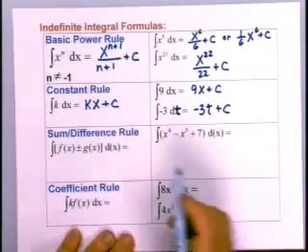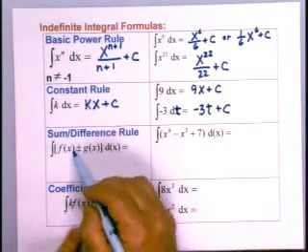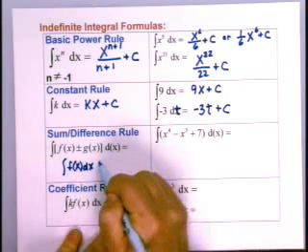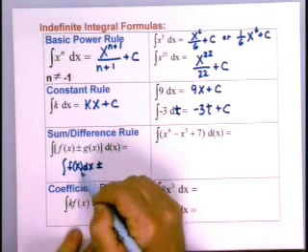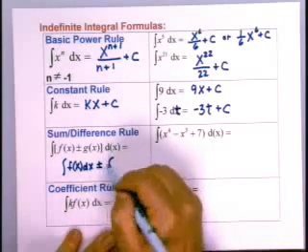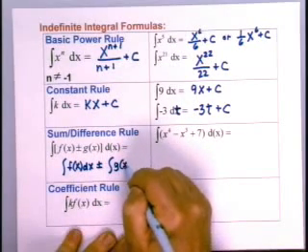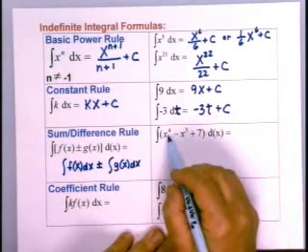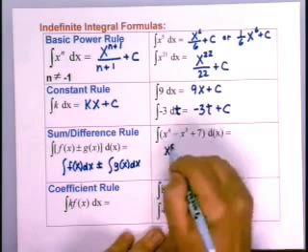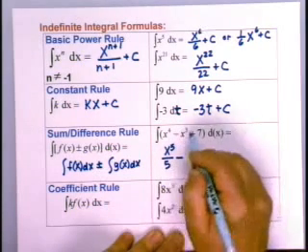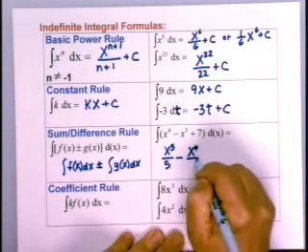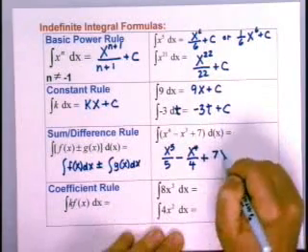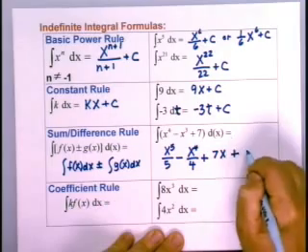The sum and difference rule says if you have the integral of the sum or the difference of two functions, you just integrate each one. So this would equal the integral of the first function, f(x) dx, plus or minus the integral of the second function, g(x) dx. So suppose I wanted to integrate x^4 - x^3 + 7. I would get x^5/5 minus x^4/4, plus 7, according to our constant rule, would be plus 7x, plus c.